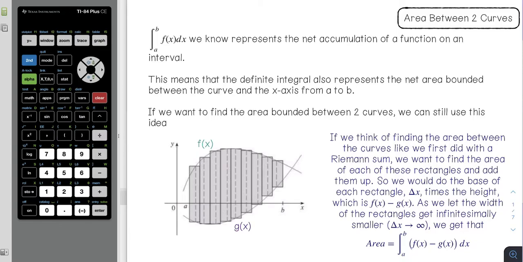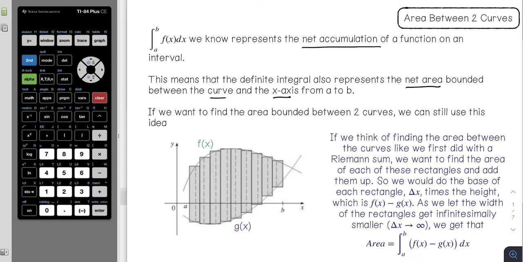So we know that the definite integral from a to b represents the net accumulation of a function over an interval. So this means that the definite integral also represents the net area bounded between the curve and the x-axis. And we say it that way, like the net area, because remember that area under the x-axis is considered negative.